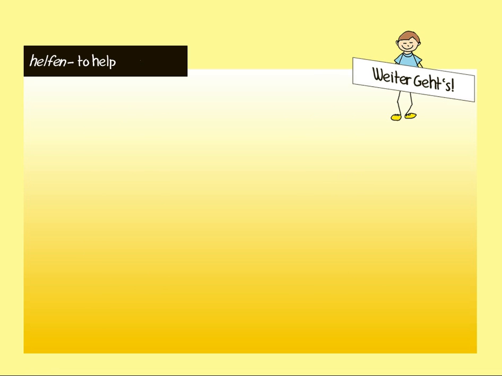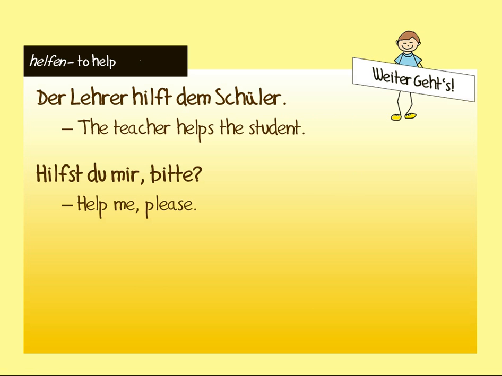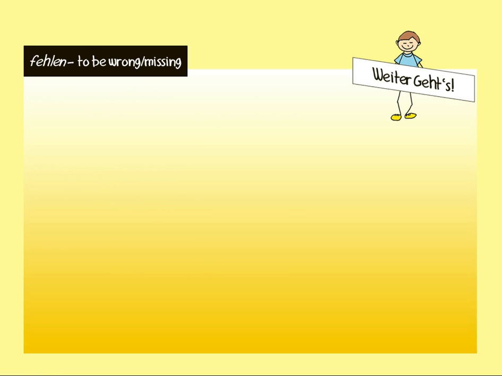Helfen, to help. Der Lehrer hilft dem Schüler. The teacher helps the student. Subject, verb, dative object. Next one. Hilfst du mir bitte? Again, here's a question. Subject, verb, dative object. And das hilft dir nichts. Subject, verb, dative object. So I'm sure you're getting the hang of that.